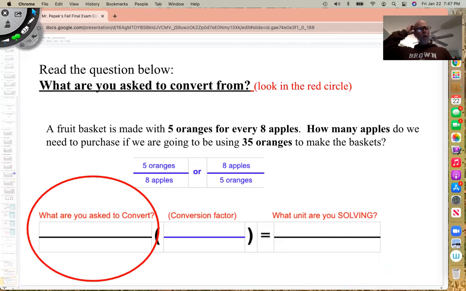Next question here, what are you asked to convert from? So what are you looking for, what are you trying to find out about? All right, so what are we using to convert? What are we converting from? Okay, we put that at the beginning of this.